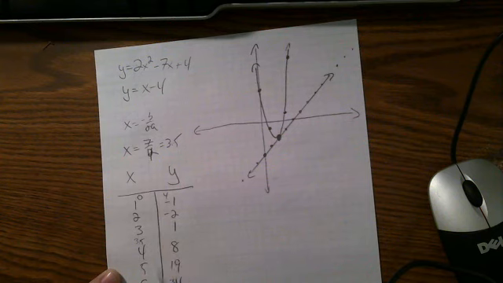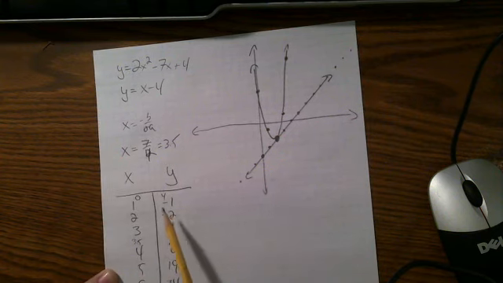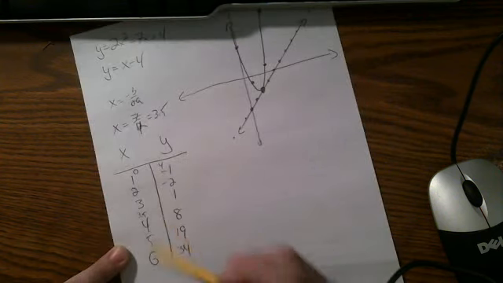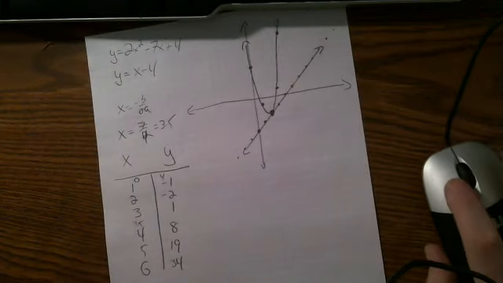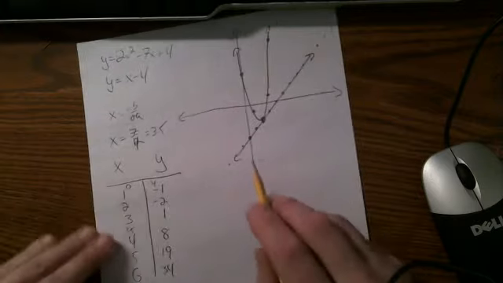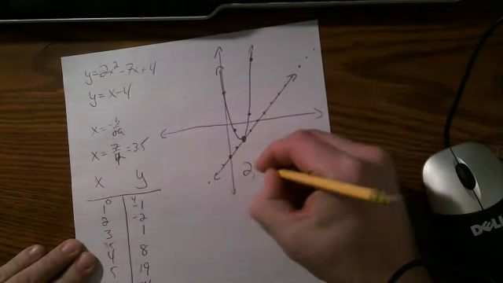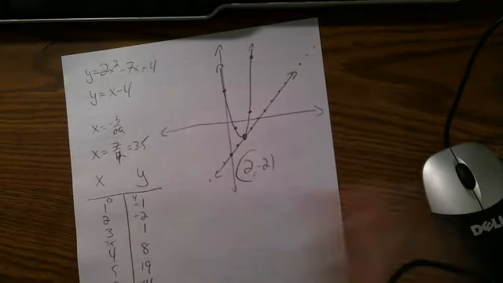Although I got the idea of how the quadratic looks, my table was a little far down. I should have gone up a little more on my table. But we got the common solution of x equals 2 and y equals -2. Only one solution here.